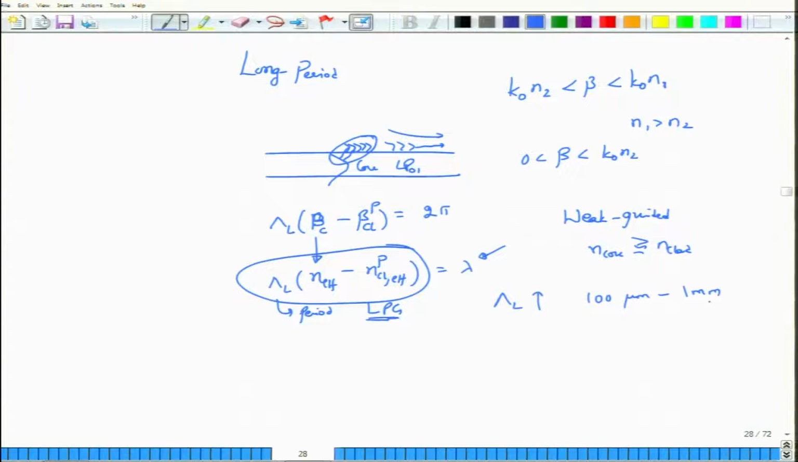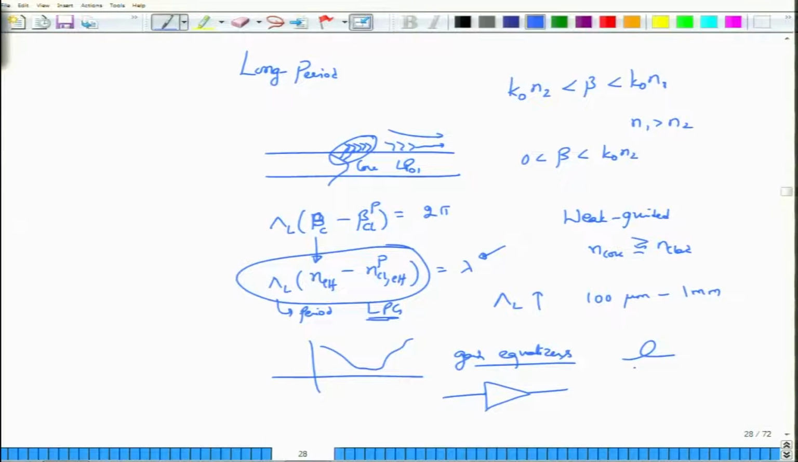The main use of LPGs is that they can be used in gain equalizers for erbium doped fibers, and in fact all erbium doped fiber amplifiers will have two parts. One is the erbium doped fiber itself and then followed by an LPG, so that you will have in total an amplifier which has an equal gain for almost all of the C band that we continue to use. So, this is the long period grating that I wanted to talk about.